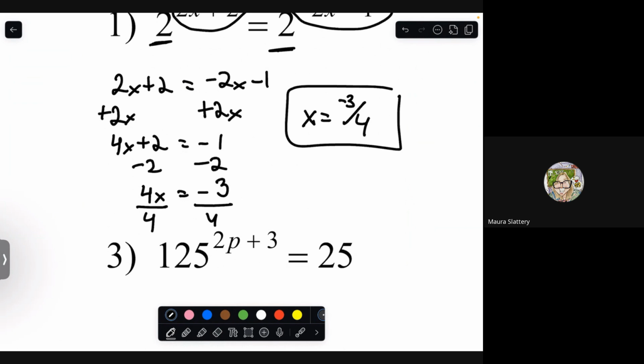Questions on this? Yeah. So you did something wrong somewhere. So I would look at how I solved this and try to figure out what algebra mistake you made, okay?